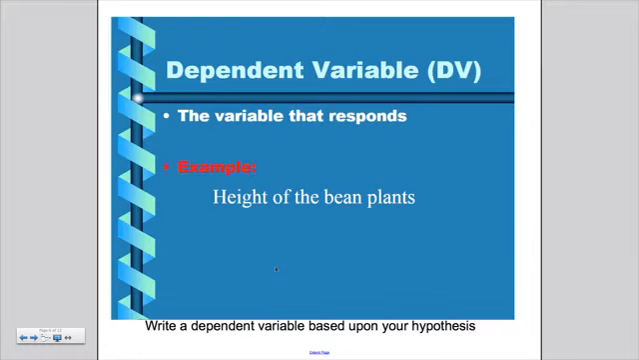Dependent variable. It's the variable that responds. So for example, the height of the bean plants. Based on your hypothesis, write what the dependent variable would be in your experiment. Again, on the original experimental scenario, circle where it talks about the height of the bean plant and write a note that that's the dependent variable. Pause the video until everyone has completed that process.